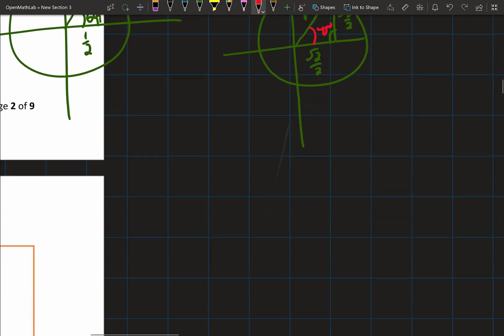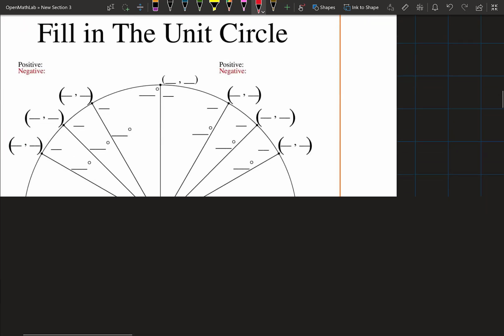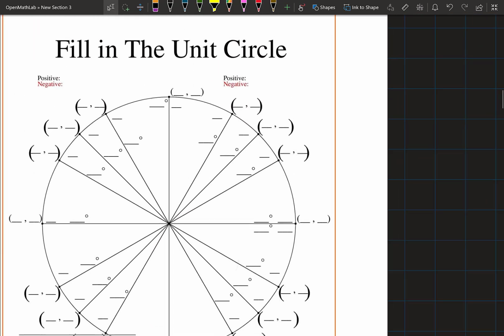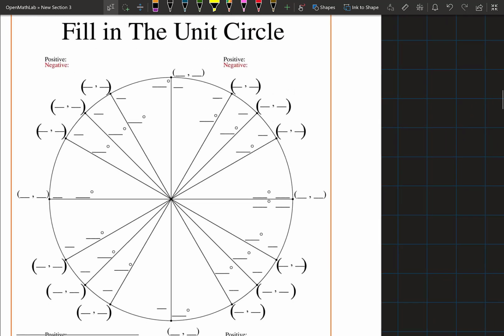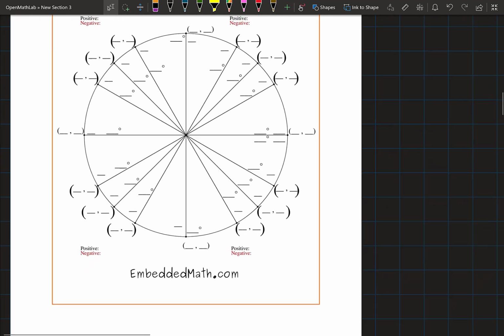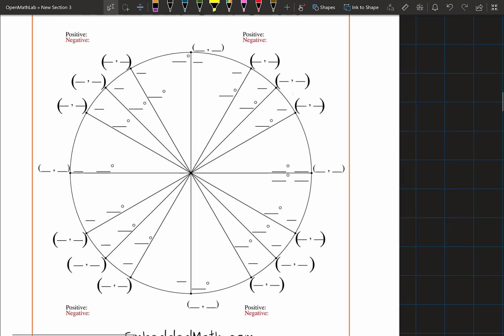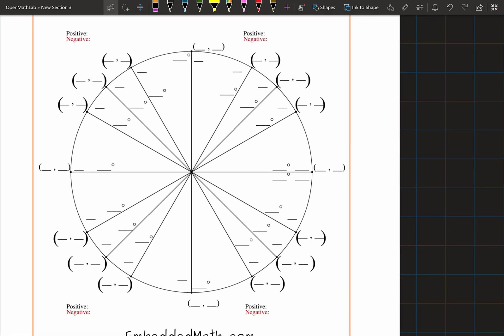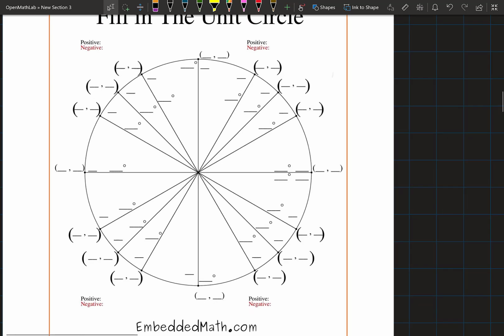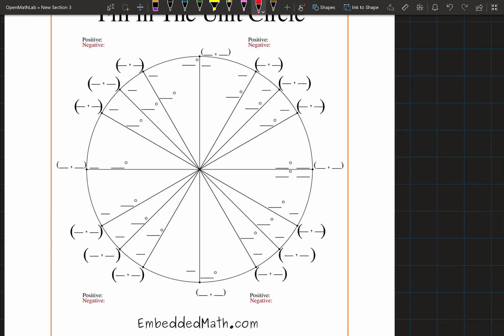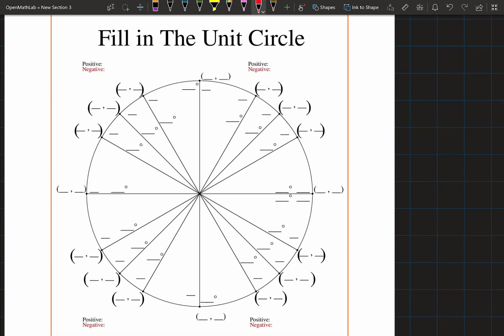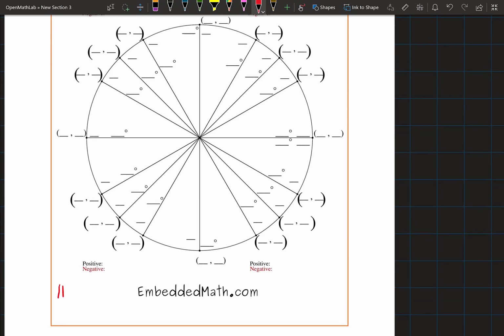So using that idea, we can fill in what's known as the unit circle, right? You'll notice part of the unit circle is filling in the degrees, the radians, and also what trig functions are positive and negative in each quadrant. So let's try to fill this in. This is quadrant 1, quadrant 2, quadrant 3, quadrant 4.